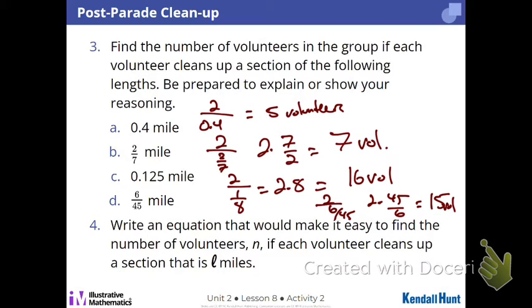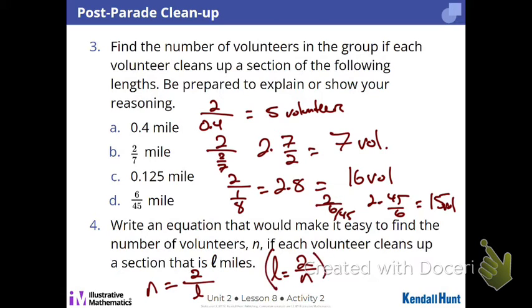Well, the number of volunteers was always equal to the number of miles, 2, divided by how far they each need to go, L. Now, last time we said the length they each need to go is 2 divided by n, right? We should be able to prove that these are the same thing by doing the same thing to both sides. Would you agree? If we can do the same thing to both sides, get to be the other one, then we know they're equivalent.